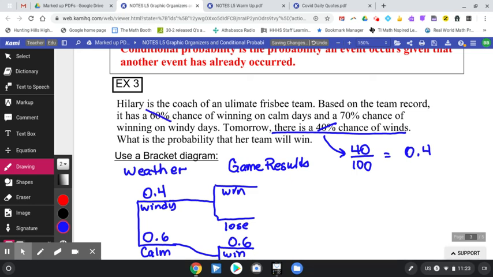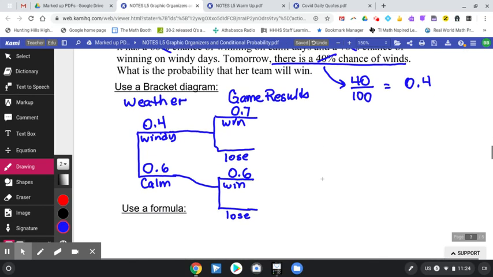All right, so I used the 60%. Now the other number that we're given, 70% chance of winning on windy days. So 70% winning on a windy day. We have to get that in the right place. That one is going to go right here. Winning on a windy day. So we have these 2 spots that have nothing in them that we can easily fill in.